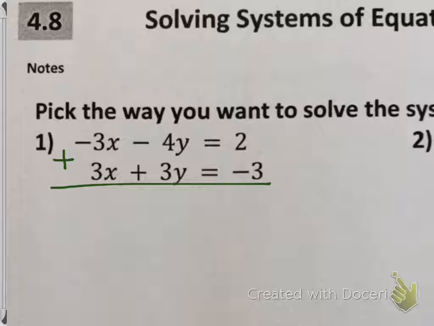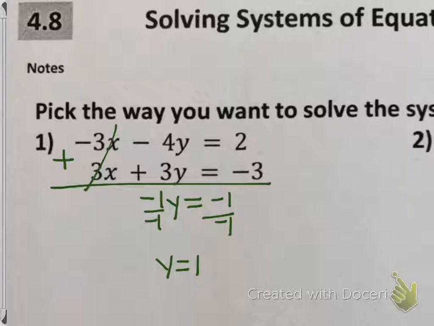This one's actually set up so that these will cancel. The 3x's will cancel if you add them straight down. So we don't even have to multiply through by a number. So if we add those straight down, those add to 0x. If we add the y straight down, we have a negative 1y. And if we add the number straight down, we get 2 minus 3, which is a negative 1. So to solve for y now, I'm just going to divide both sides by negative 1, and I get y equals positive 1.